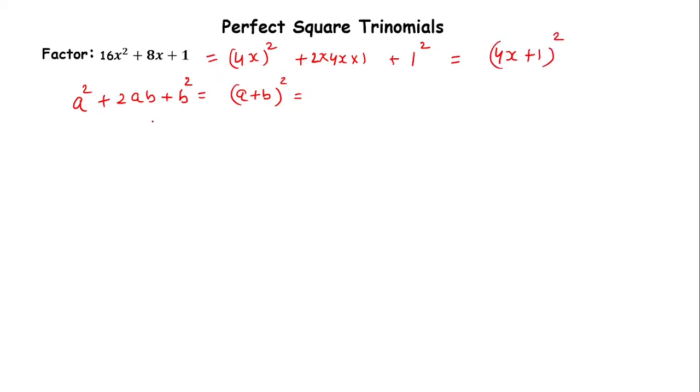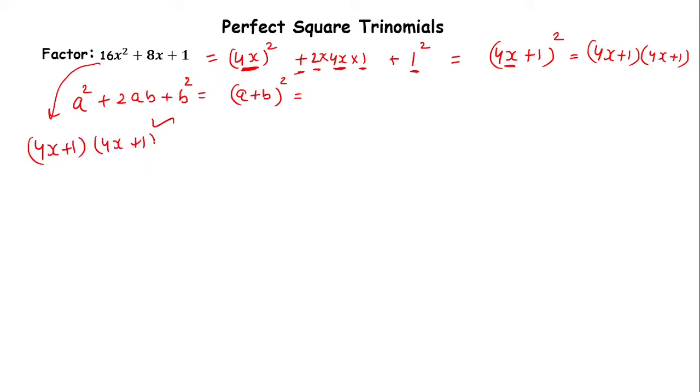And how did I write that? I used this formula: a square plus b square plus 2 times a times b is equal to a plus b whole square. So what is the meaning of square? It is happening 2 times, 4x plus 1 and 4x plus 1. So what is the answer for this? How did you factorize this? The answer is 4x plus 1, 4x plus 1.